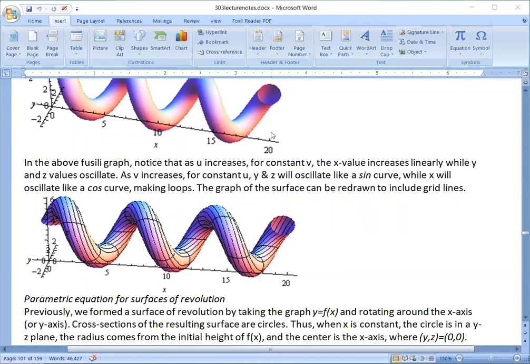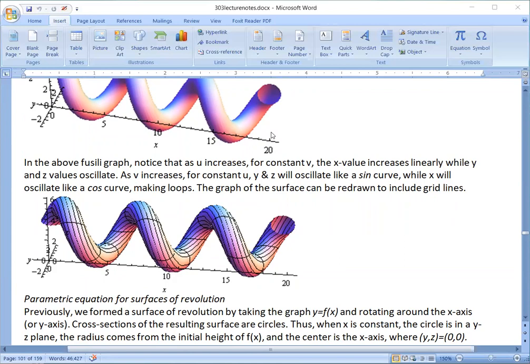So you've talked about taking a graph y equals f of x and rotating it around the x-axis. You may have done other rotations as well, perhaps revolving it around the y-axis or around some other particular line. We're going to focus on revolving around the x-axis as usual. When you make that surface of revolution, cross sections of that surface are circles.